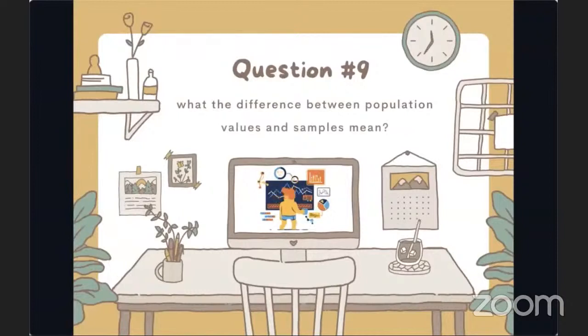Question 9. What is the difference between population values and the sample mean?